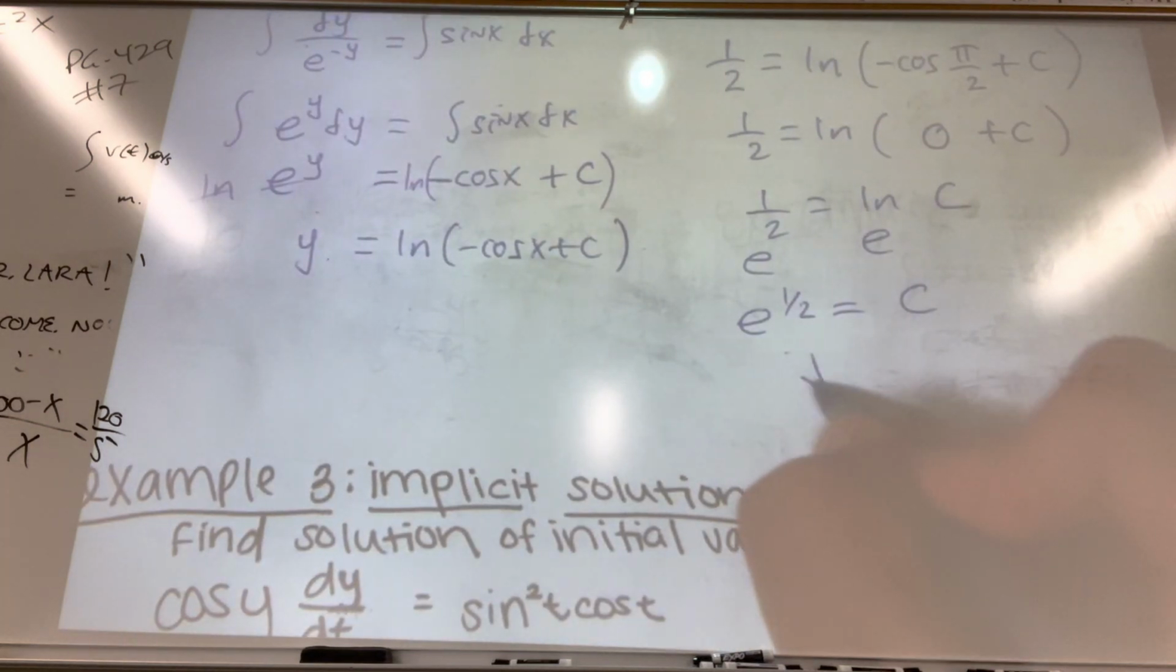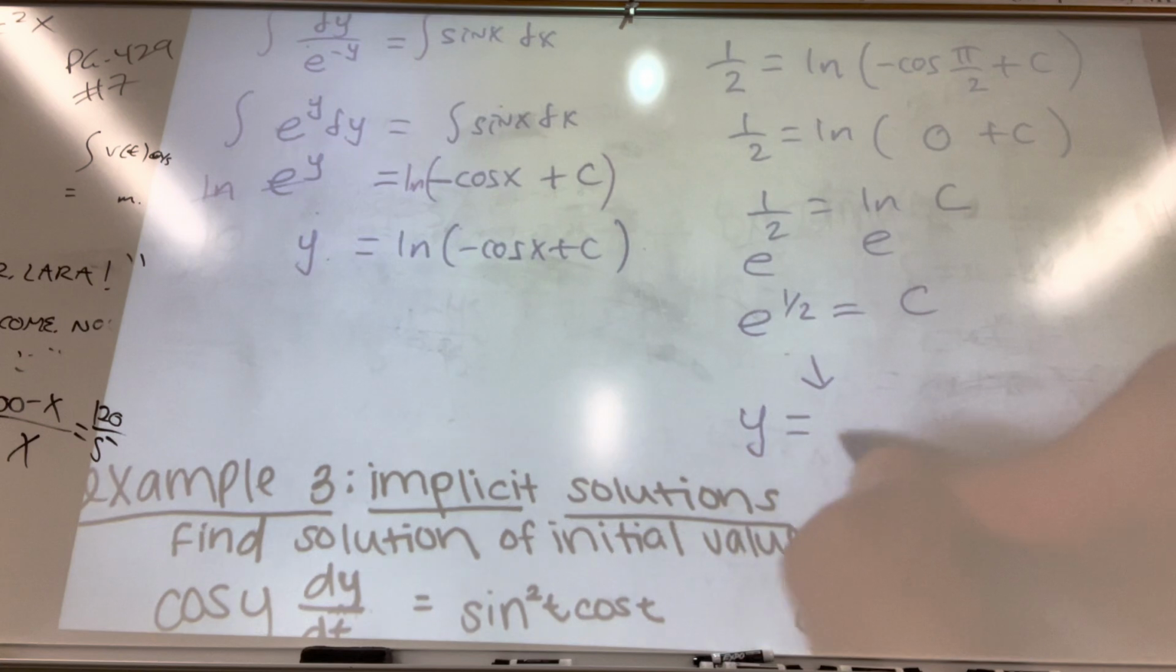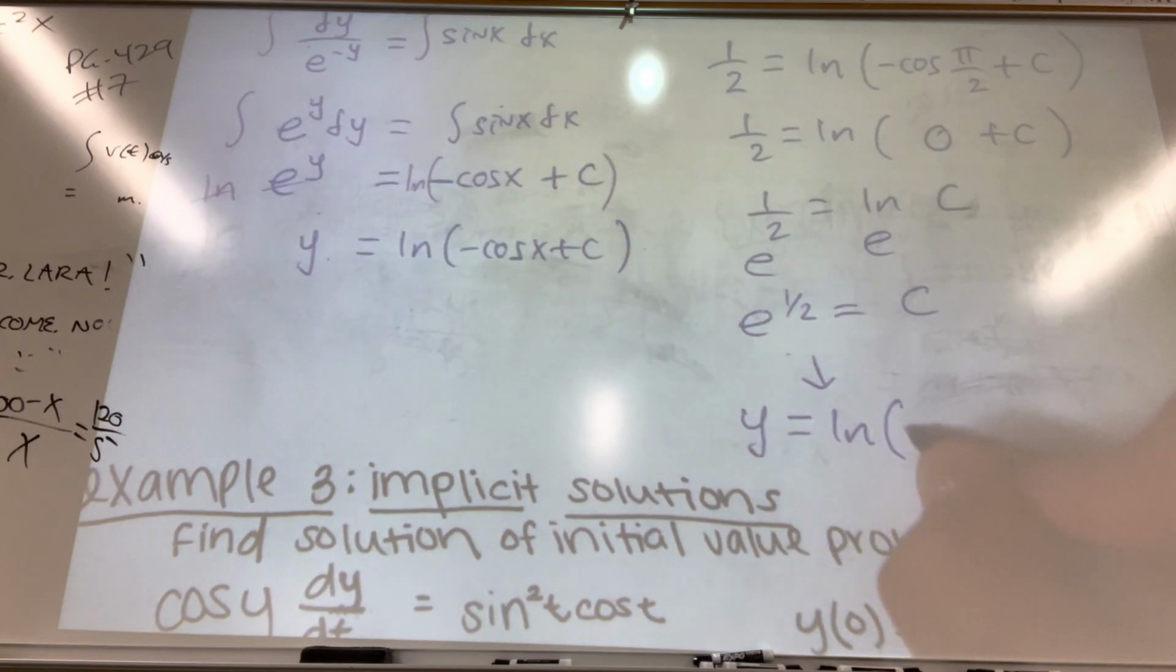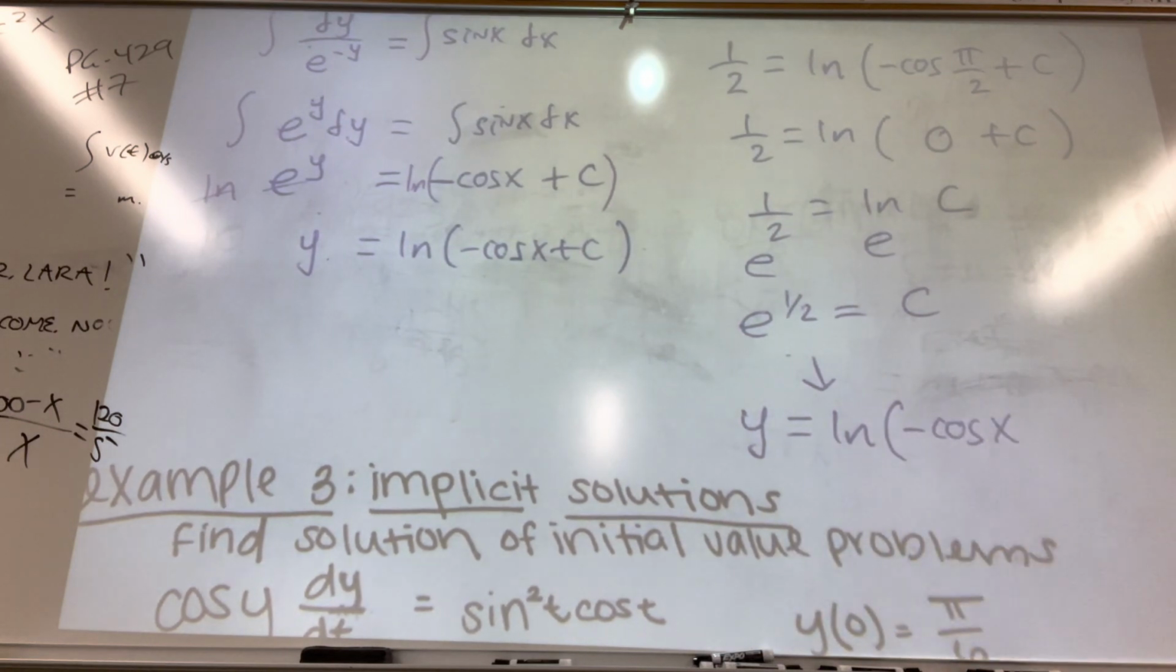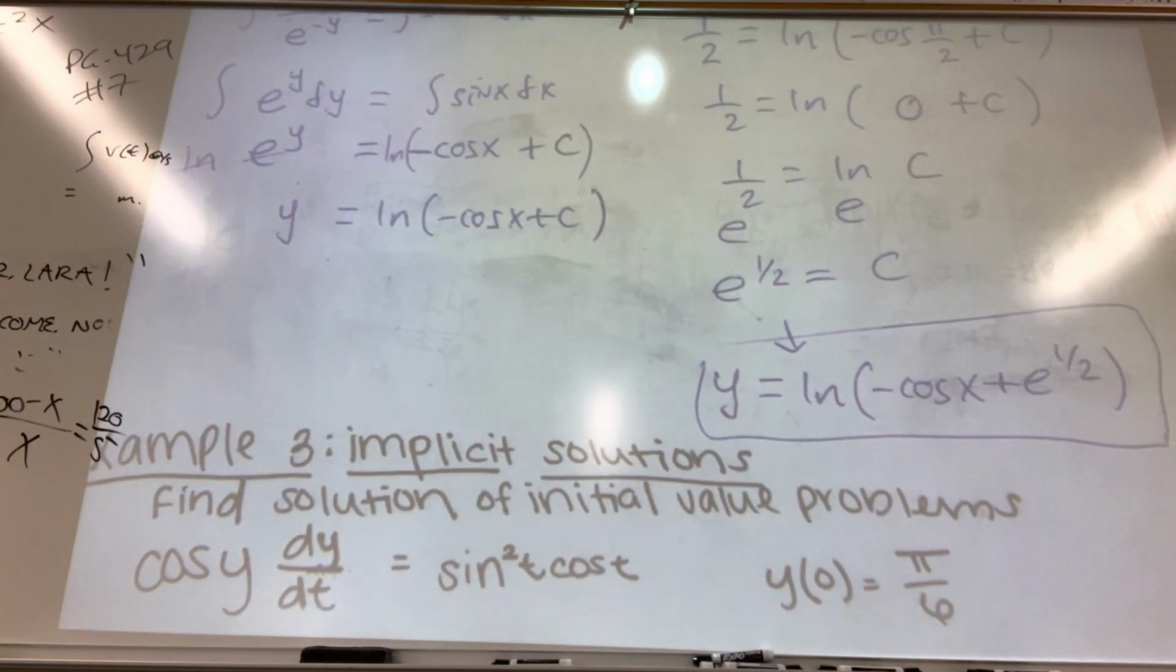So our final answer is going to be y is equal to ln of negative cosine x, plus e to the 1/2. We good? Okay, so just one little extra step.